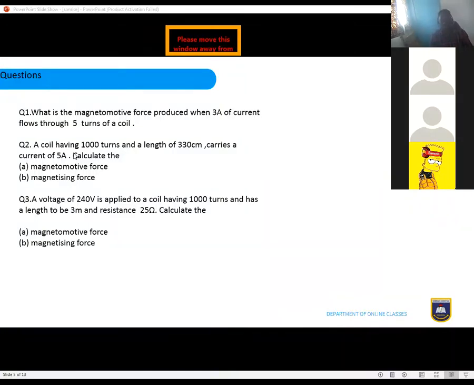And the first one you have to calculate for what? The magnetomotive force. And the second one you have to calculate for what? The magnetizing force. Let's go back to the formula of magnetomotive force, and the formula for magnetizing force. Let's see what we have there. But first of all, make sure you write your data down before solving.